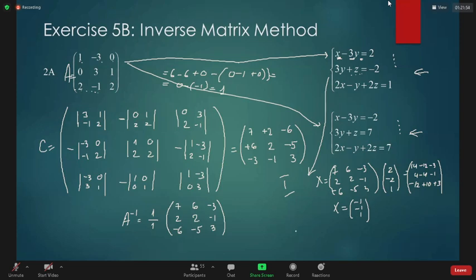And for the second one, we take the same 7, 6, minus 3, 2, 2, minus 1, minus 6, minus 5, 3. The left hand side is the same, and the column matrix is minus 2, 7, and 7.